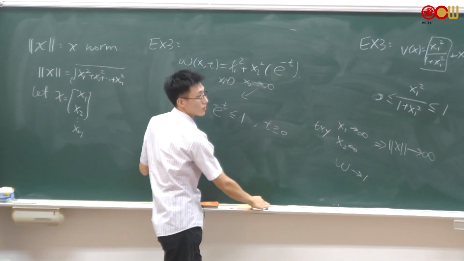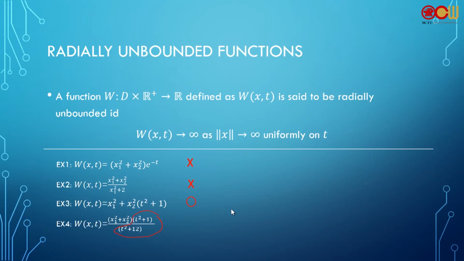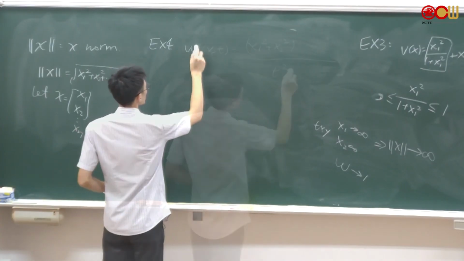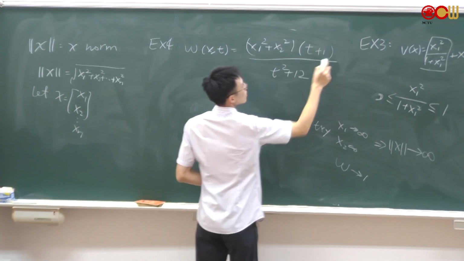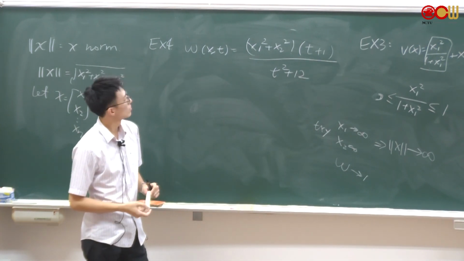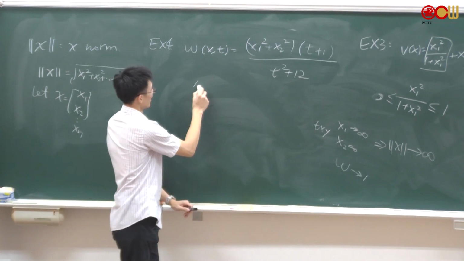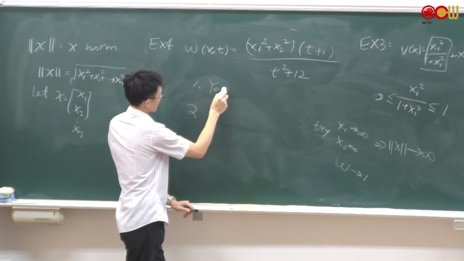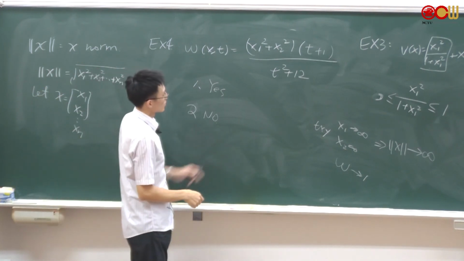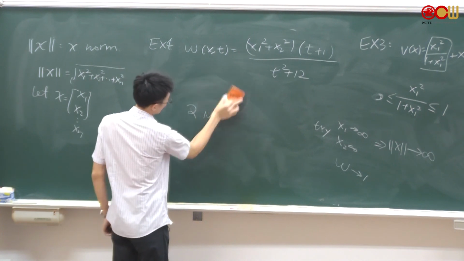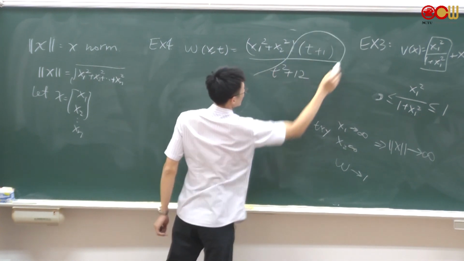And same as the first example, you have exponential minus t here that prevents W from going to infinity. Okay, so it's not radially unbounded. So how about we modify example 4 by changing the power from 2 to 1. Is it radially unbounded? Yes? No? What happens if t goes to infinity? So let's check this term.